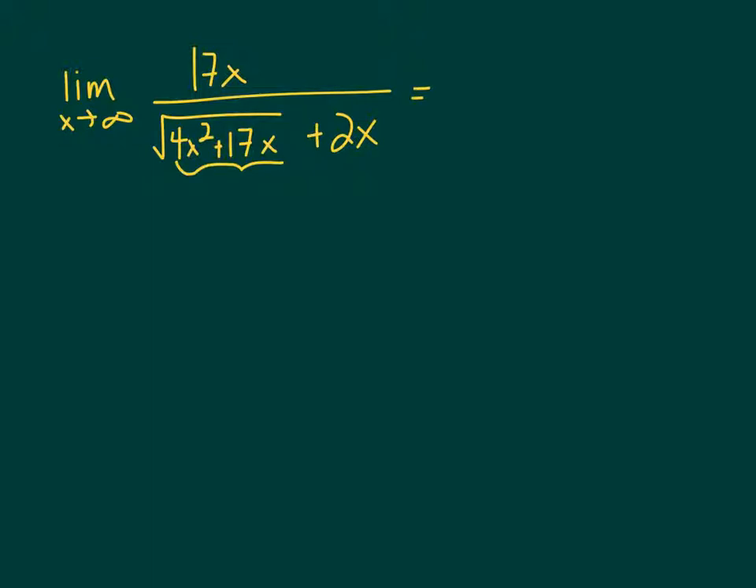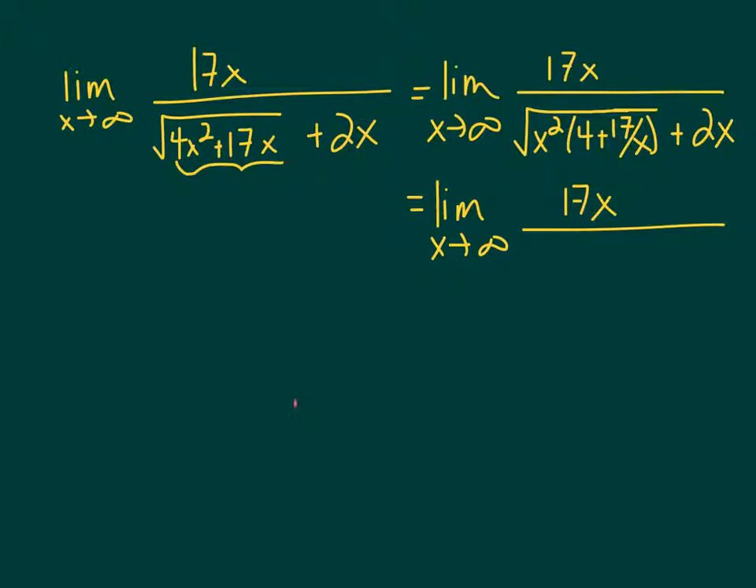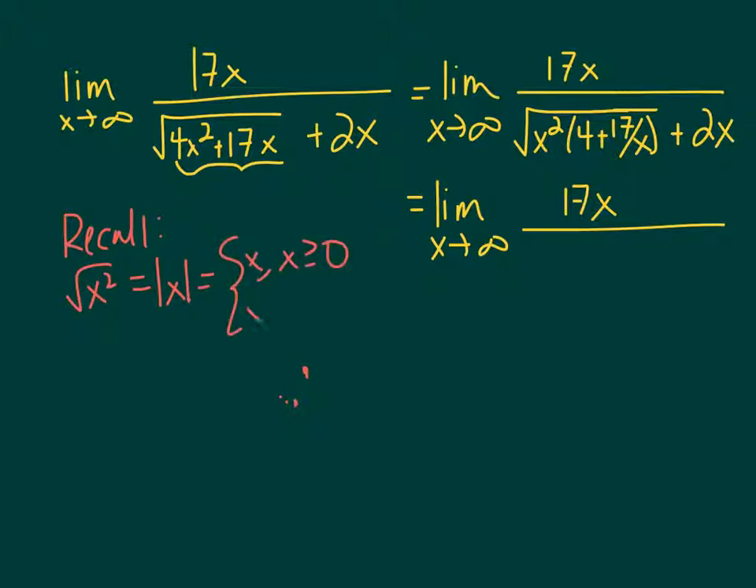So I'm going to rewrite this. And then notice I will still have a 4, and if I factor out an x squared from the 17x, I will now have 17 over x, and then I still have plus 2x. And now recall that when I take the square root of x squared, this is going to give me the absolute value of x. So that's going to be x when x is greater than or equal to 0, and the opposite of x when x is less than 0.